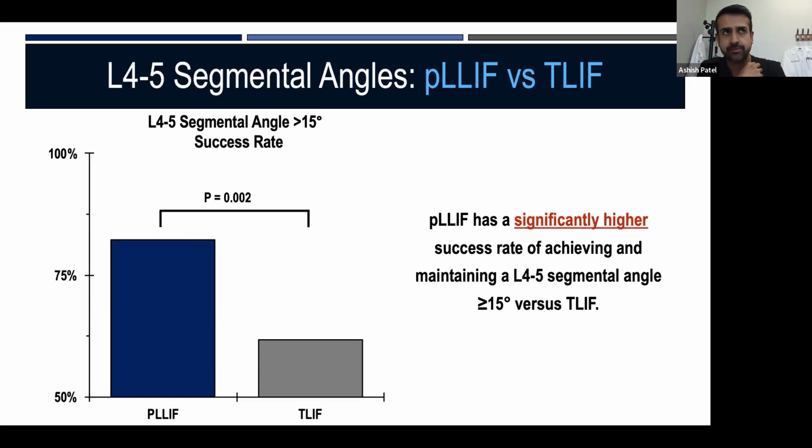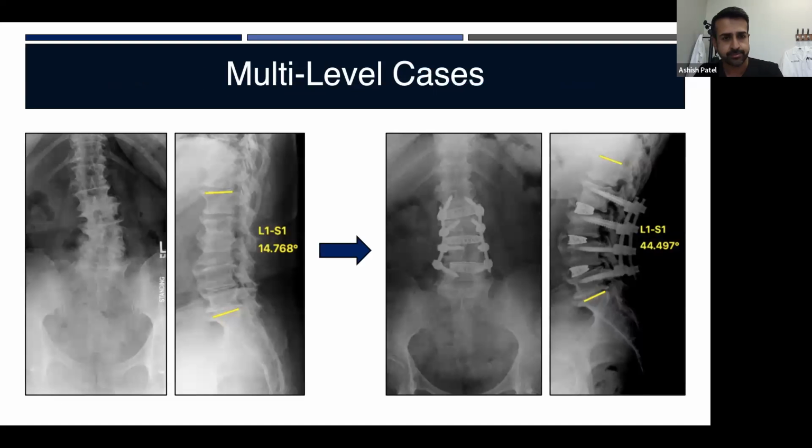And I feel that's really from, intuitively what we know, which is just a much wider release of the disc space, placing a much larger interbody that goes from apophysis to apophysis, and also in the anterior posterior dimension as well. And those benefits from restoring segmental alignment apply both to single level cases and even multi-level cases like this.